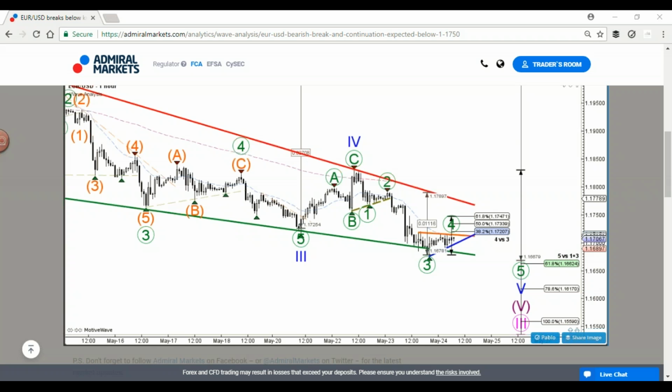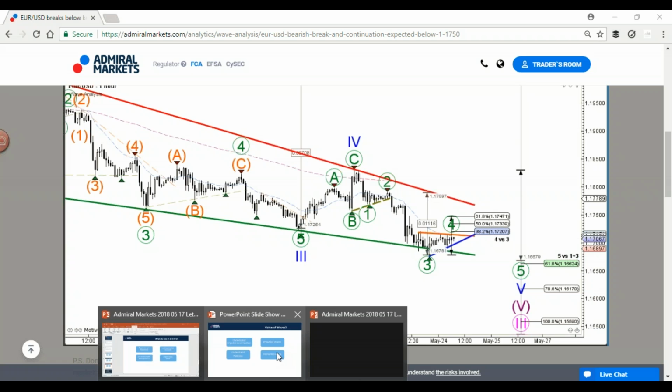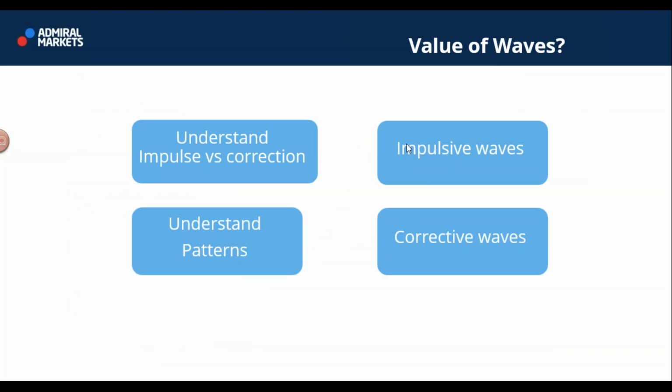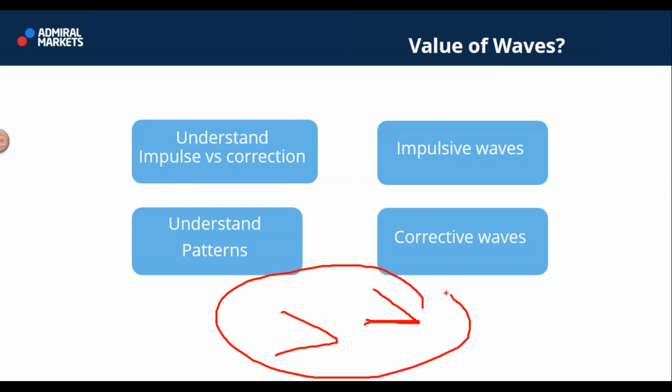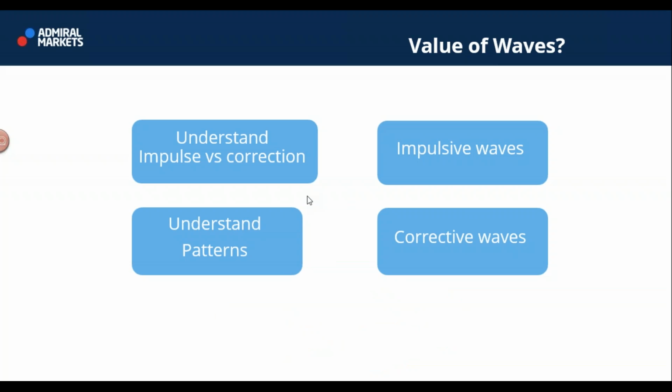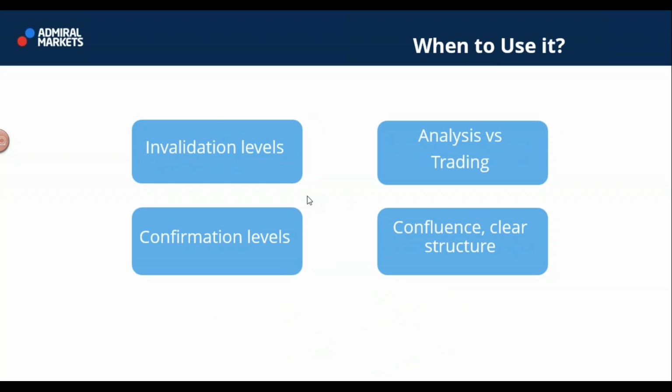So let's go back to these slides. Let me see. I think I lost track of where I was with impulse and correction. Okay, so it's just useful for understanding the context of impulse and correction and understanding patterns. So when you see a triangle pattern, when you see a descending wedge, what do these patterns mean? And the waves will help you get a little bit more feedback about that. All right, I talked a little bit about invalidation and confirmation levels already. So that part I hope is clear. If not, feel free to use the chat.